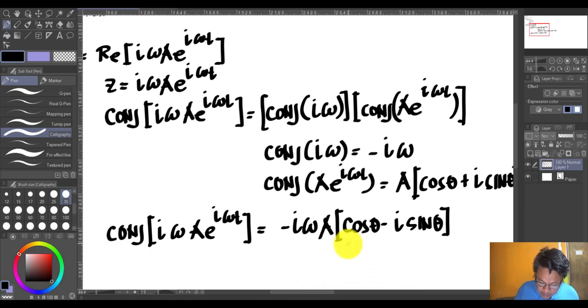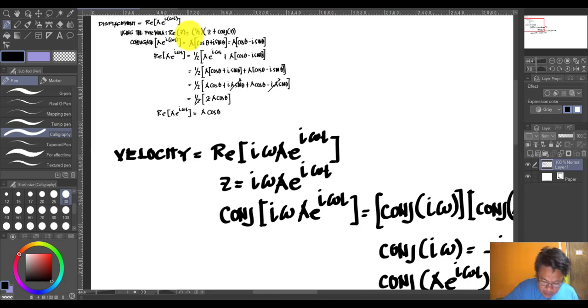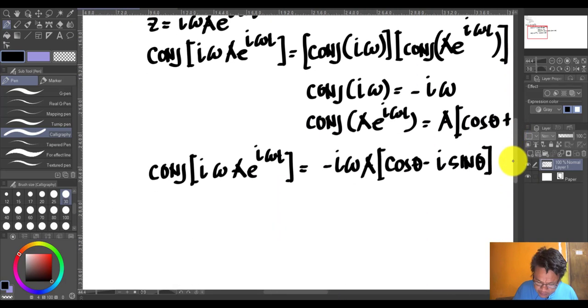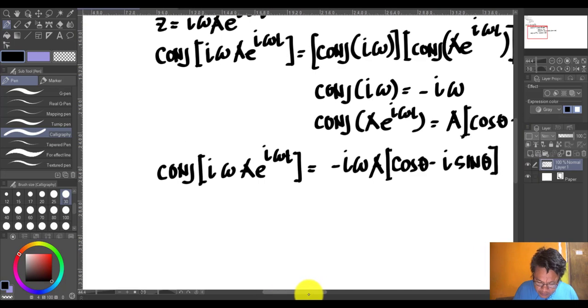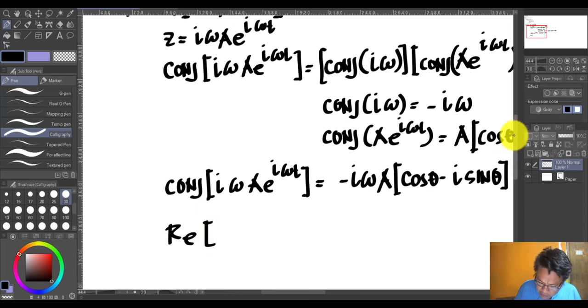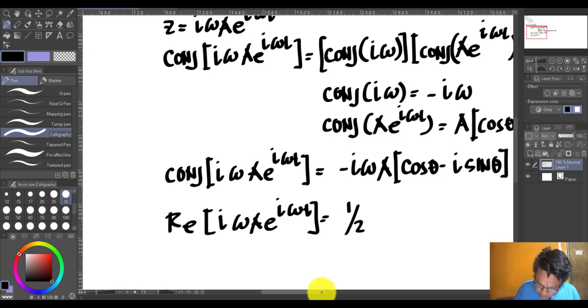Then since I have my conjugate, I can substitute it to the previous equation, which is this one. I can substitute here to get the real part of my equation of my velocity, the real part of my velocity. So I can write here that my RE of the function of I angular AE plus I angular times time, so that will be equal to 1/2.